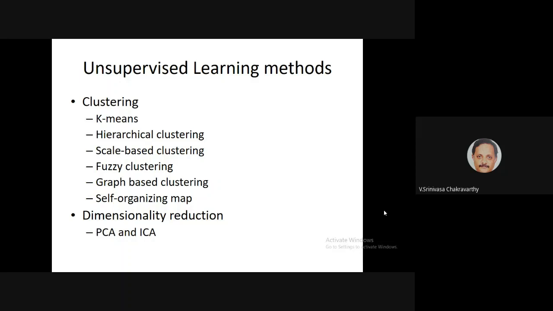Then we'll talk about unsupervised learning algorithms, or unsupervised data analysis algorithms. First one is clustering, and here there are lots of clustering algorithms we'll look at: K-means and hierarchical clustering, scale-based clustering, fuzzy clustering, graph-based clustering, self-organizing map, and so on. Then we look at dimensionality reduction. We look at PCA.